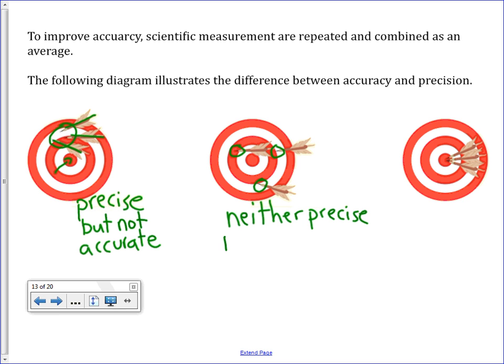it's neither precise nor accurate. Our measurements are all over the place. We don't know what's going on here.